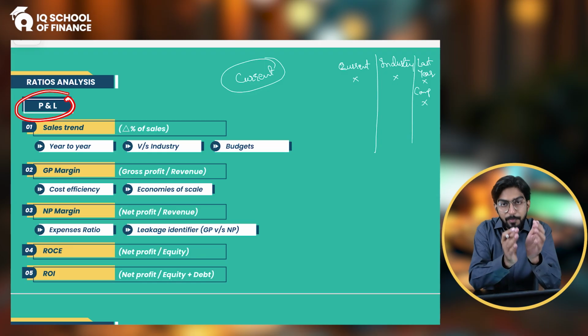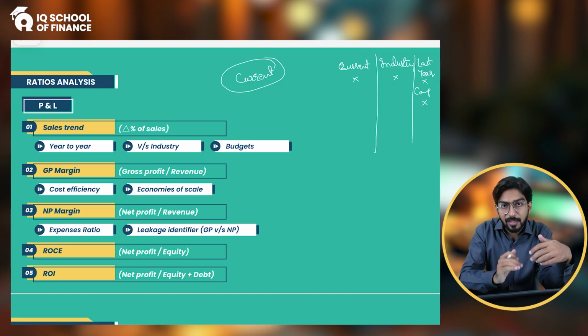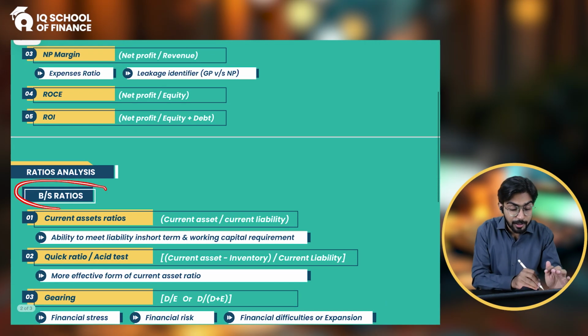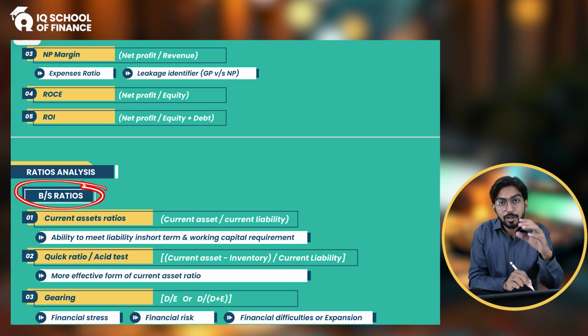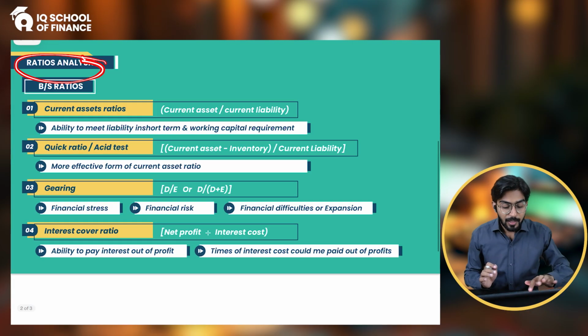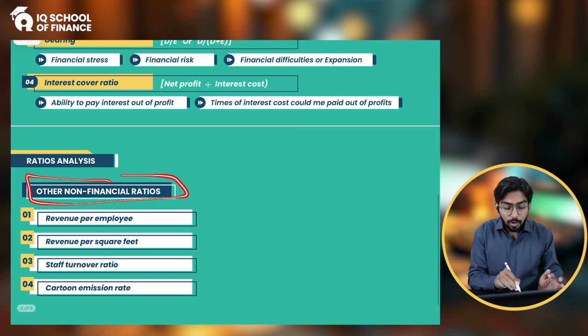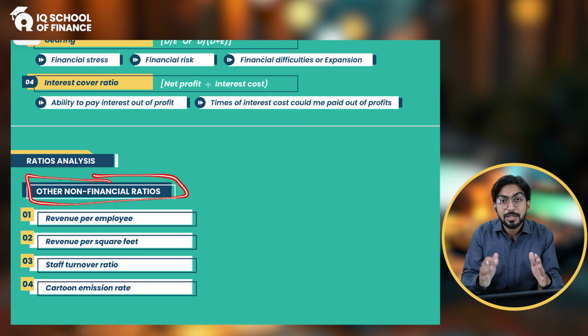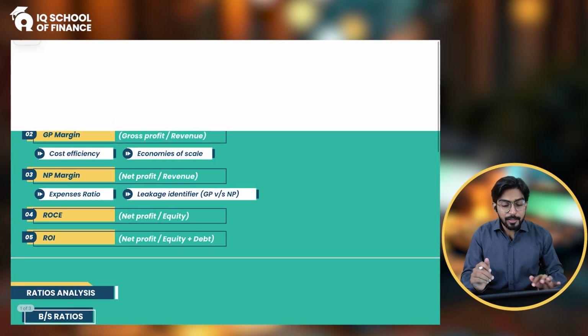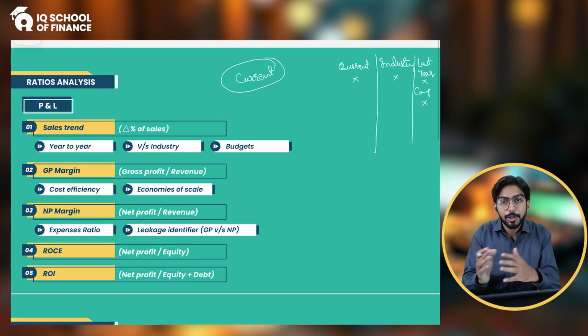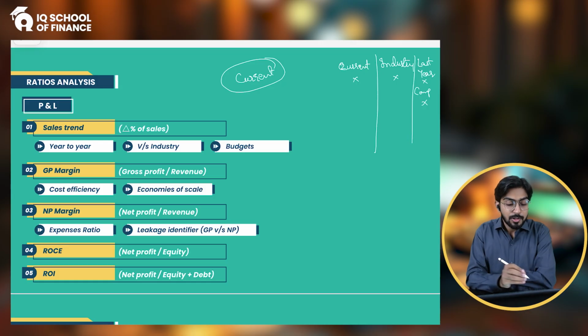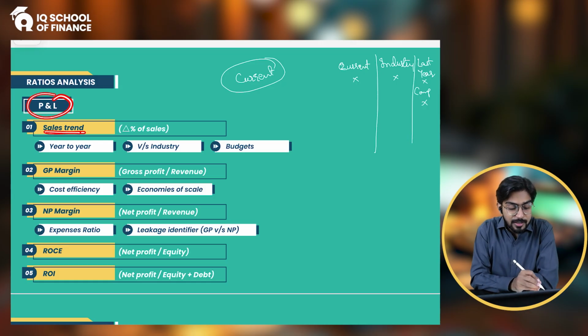Now we have different categories of ratios, and we have bifurcated them. So we have P&L ratios, those ratios which are calculated from the profit and loss account figures. We have some ratios that are calculated from the figures on the balance sheet, and we have some other non-financial ratios as well, which indicate the performance of the company after interpreting them. So let's start them one by one and discuss how each ratio is calculated and what it actually interprets. In the P&L ratios, first we have the sales trend.